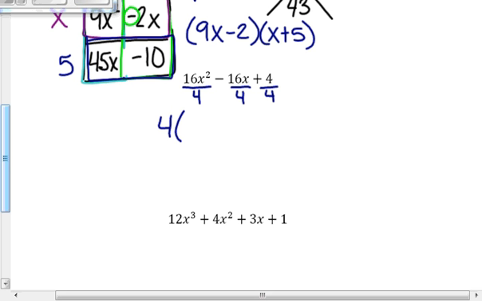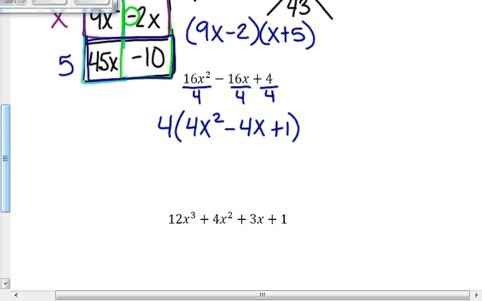16 divided by 4 is 4x squared. -16 divided by 4 is -4, then our x, and 4 divided by 4 is 1. That's only one additional step you have to do. The rest follows just like what we've been doing.